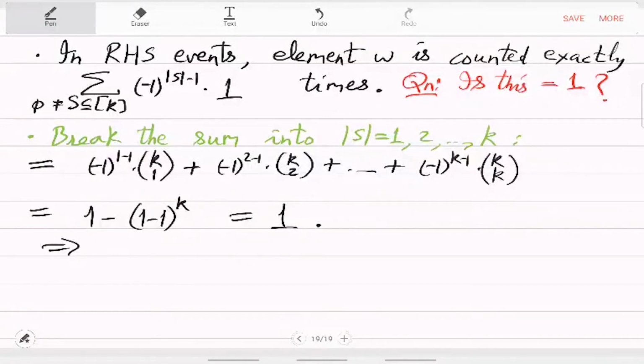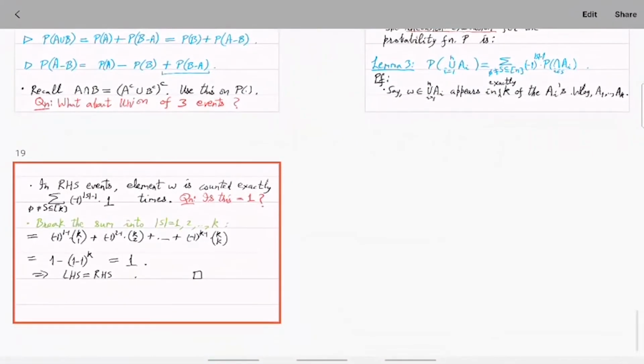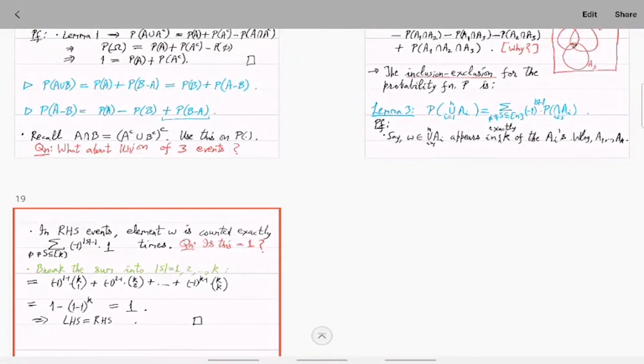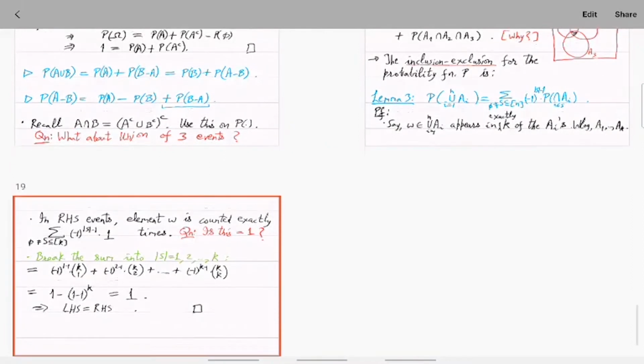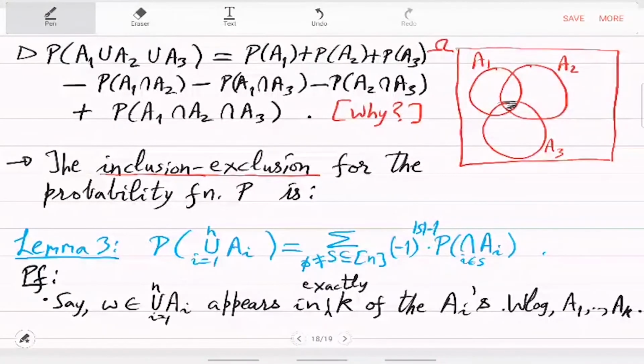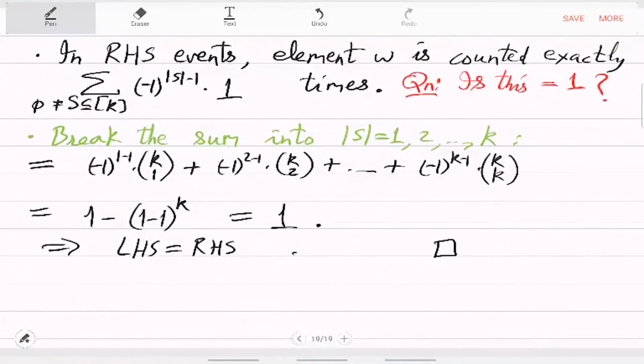So this means that LHS is equal to RHS. Okay, so that is the principle of inclusion-exclusion. It works both for set union and for probability of that. Now, this is a very useful formula and you can see its use immediately by a very classic example. So, let us do that next.